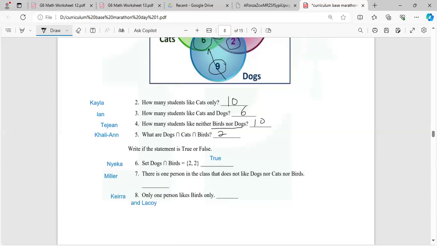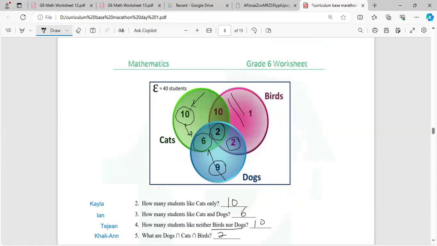So number 7, there is one person in the class that does not like dogs, nor cats, nor birds. I will say that's false because, as you can see, there's no number in the box to represent that one person who doesn't like any of them. So I say that's false. Yeah. There's no one outside, right? Even though they gave us 40 students.